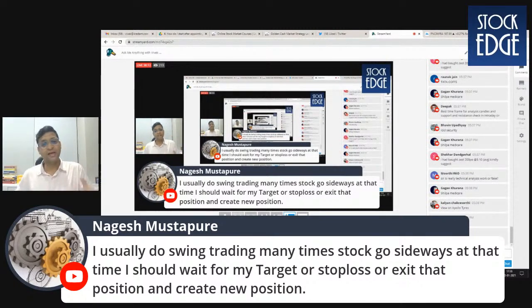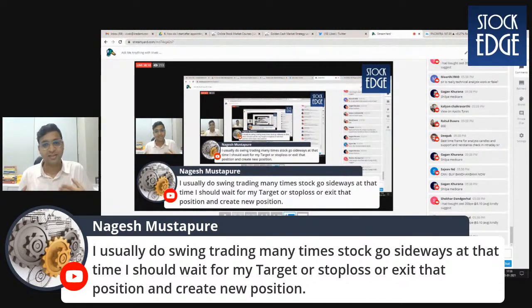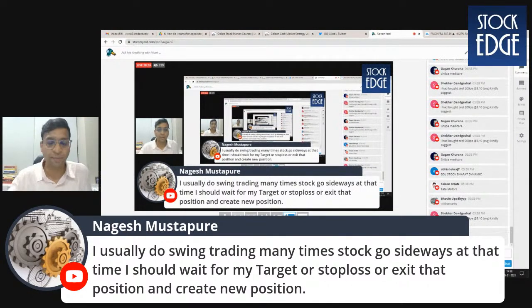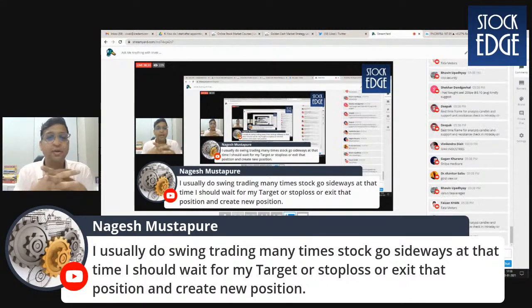If stop loss is there, let the stop loss be there, because typically sideways market movement is the sign of accumulation, and it's very difficult to time the breakout time. You will see that when you squared up your trade, the breakout happened. So I suggest, if you have defined the stop loss and take profit, stick to it.